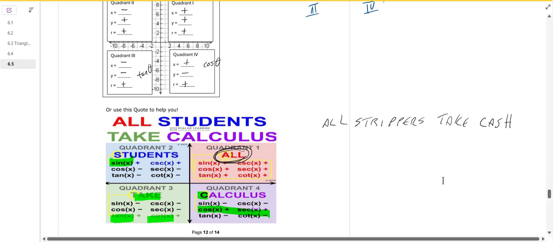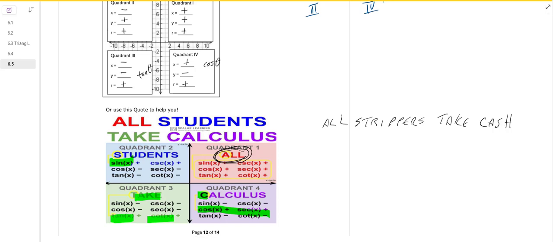Everything else is negative. A student one time told me she remembers it this way, which I thought was kind of funny. And we're all adults here. She said, all strippers take cash. I still remember a student telling me that one time. Whatever. You find a way that works for you.